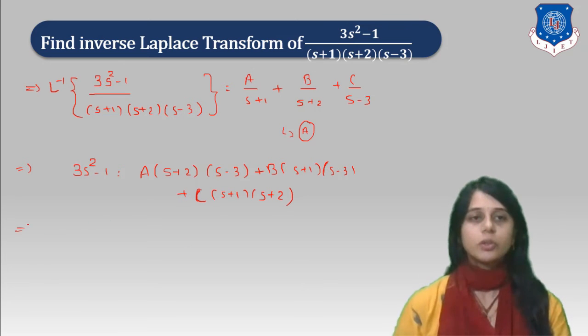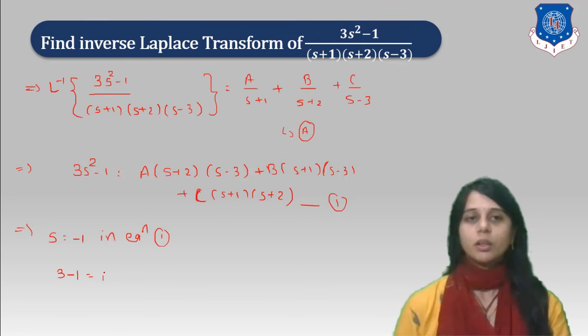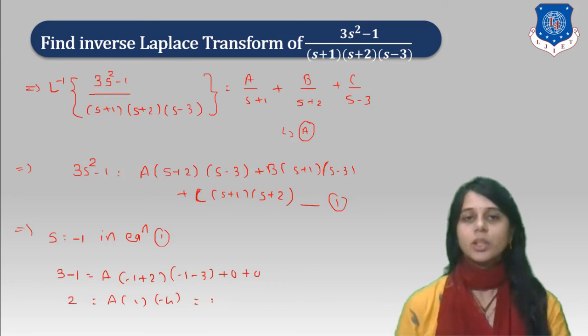Now put this in equation 1. Put s equal to minus 1 in equation 1. 3 times (minus 1) square minus 1 equals A(minus 1 plus 2)(minus 1 minus 3). Remaining values are 0. So it is 2 equals A times 1 times minus 4. So we get A equal to minus 1 by 2.